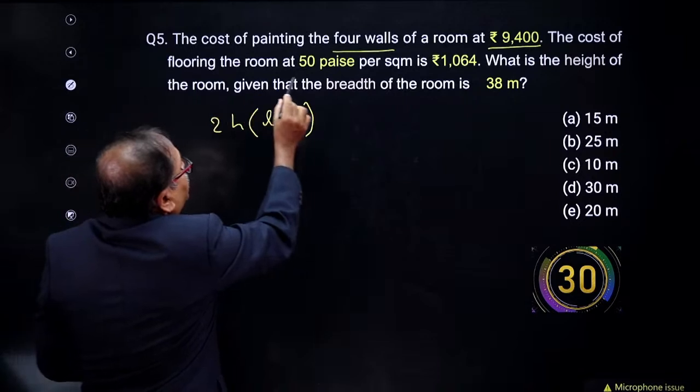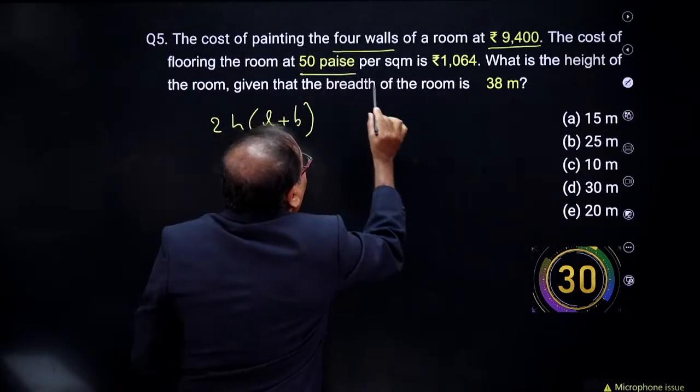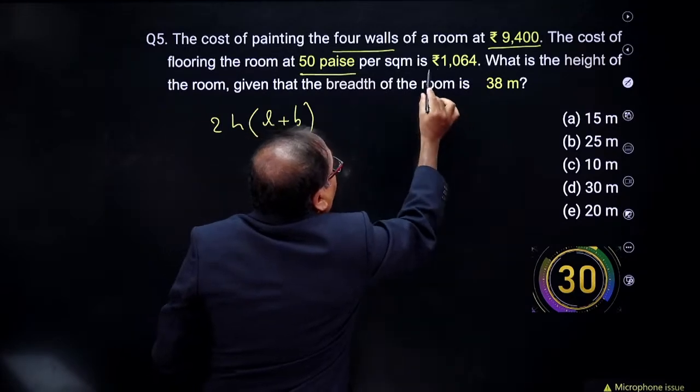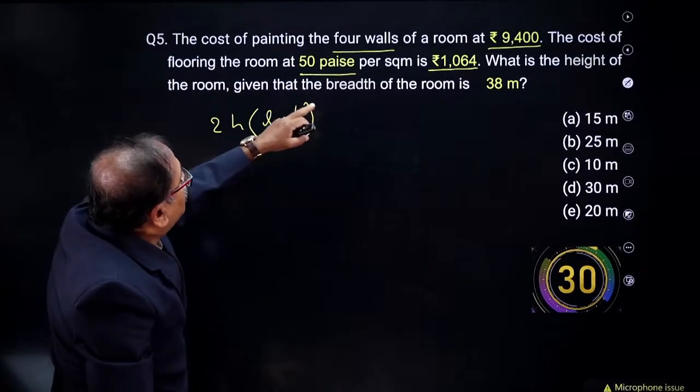And the cost for painting the floor at the rate of 50 paisa per square meter is this one, the floor. And it is said that in a room.